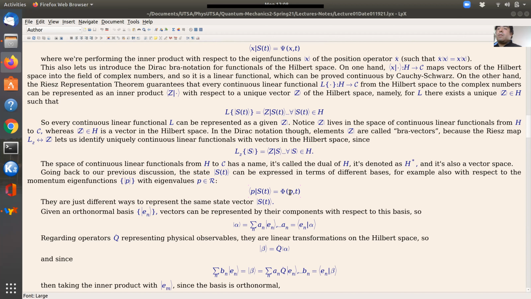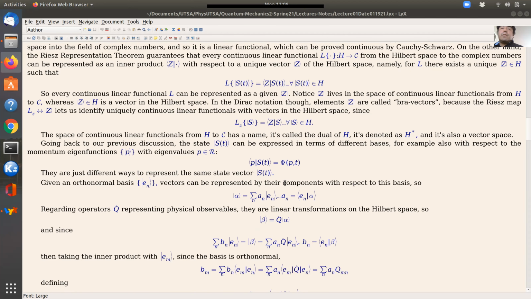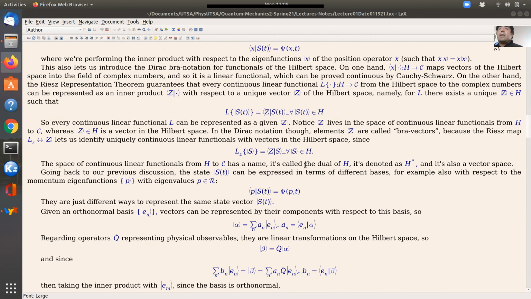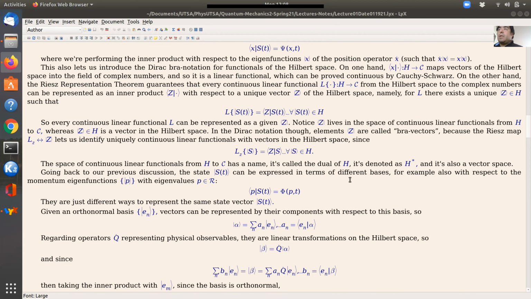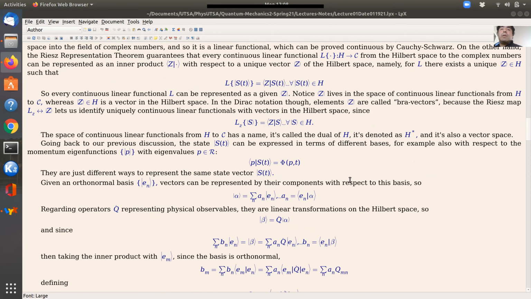And that's why it's an argument of P and T. That's information that this carries, okay? For every P, it is the projection or inner product between the state vector S of T, because it's a function of time, and the momentum P. But again, there are just different ways to represent the same state vector. It can be different bases, can be position eigenfunctions, it can be momentum eigenfunctions. It depends on the problem, what is useful.